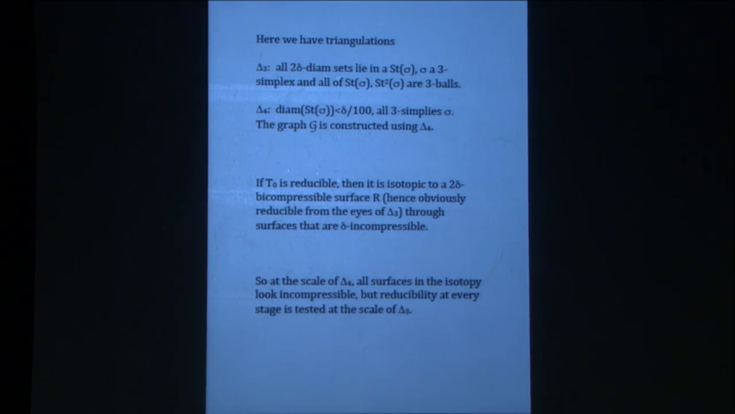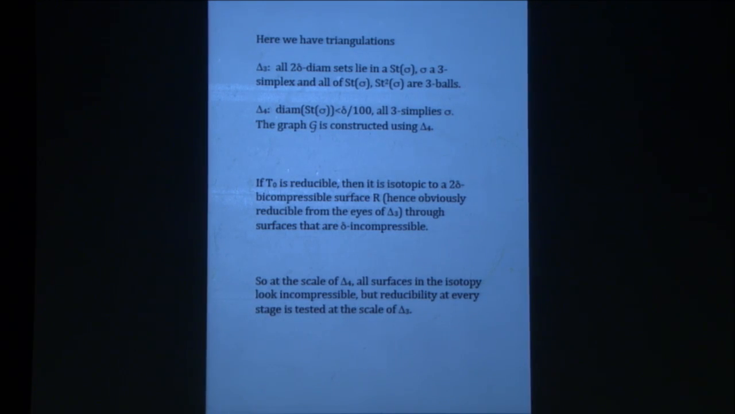Again, we construct the same graph as before, where the vertices were crudely normal surfaces of bounded weight, and the edges were where the surfaces differed by an elementary move. And the point is, certain of these vertices correspond to surfaces that are obviously reducible.